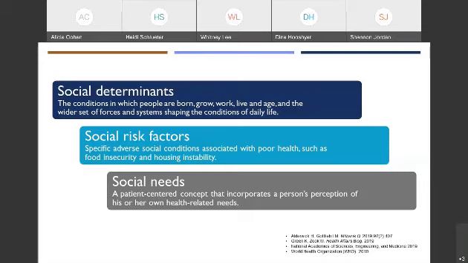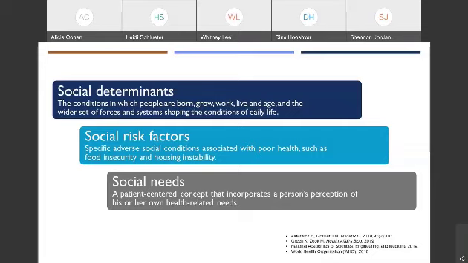And then we'll also talk about social needs, which is really more of a patient-centered concept that incorporates a person's perception of his or her own health-related risks, and recognizing that when we're screening, we're screening for the social risks, but it's really up to patients to tell us what their needs are. Distinguishing between social risks and social needs emphasizes the patient's role in identifying and prioritizing social interventions.